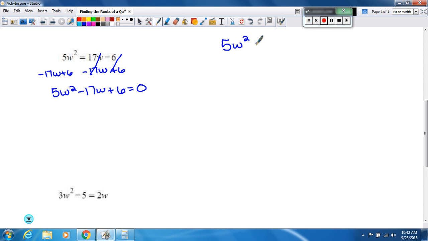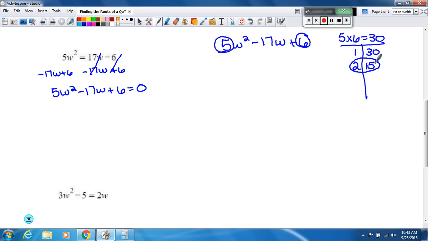So 5w squared minus 17w plus 6. What you do is you take the first and the last number and multiply them. So 5 times 6 equals 30. So which factors of 30, when you add them, equal 17? 1 times 30 doesn't do it. 2 times 15. When you add those, you get 17.